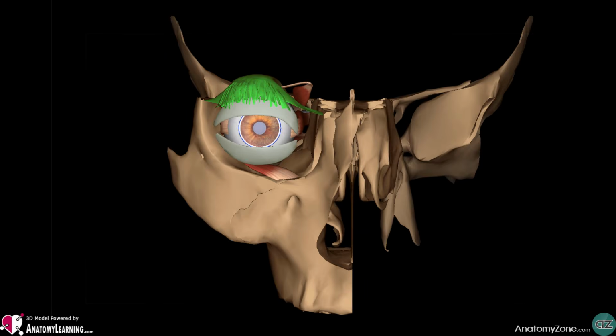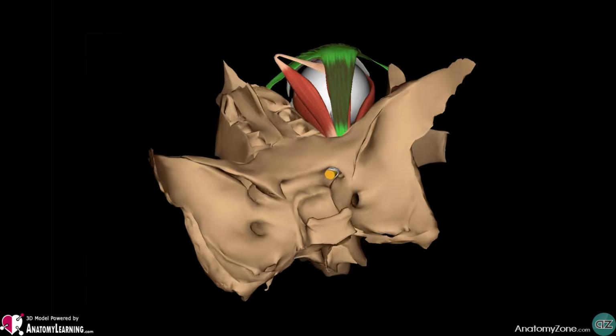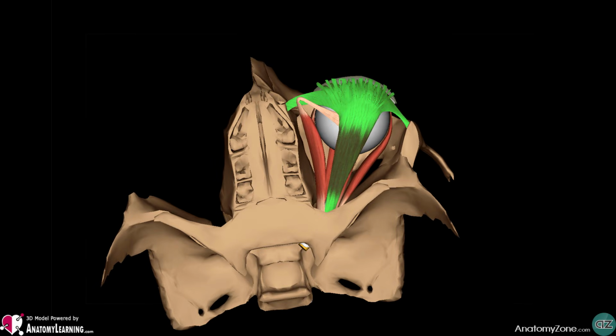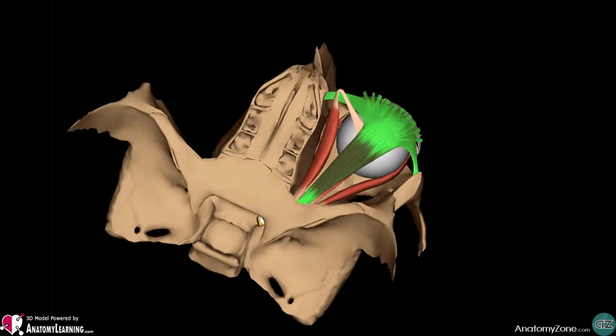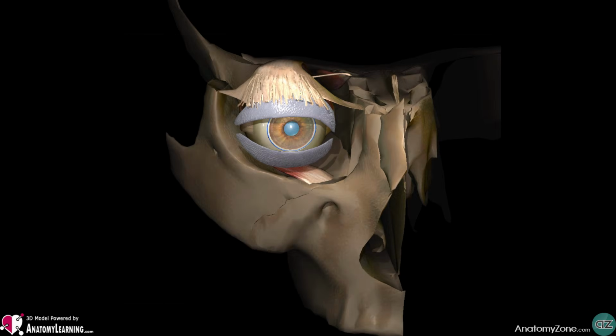Let's take a look now at the levator palpebrae superioris. This long name is the descriptive Latin name which literally translates as the elevator of the upper eyelid. The levator palpebrae superioris is the only muscle involved in raising the superior eyelid. The eyelids contain a structure called the tarsus, a superior tarsus in the upper eyelid and an inferior tarsus in the lower eyelid, which provides significant support for the structure of the eyelids.